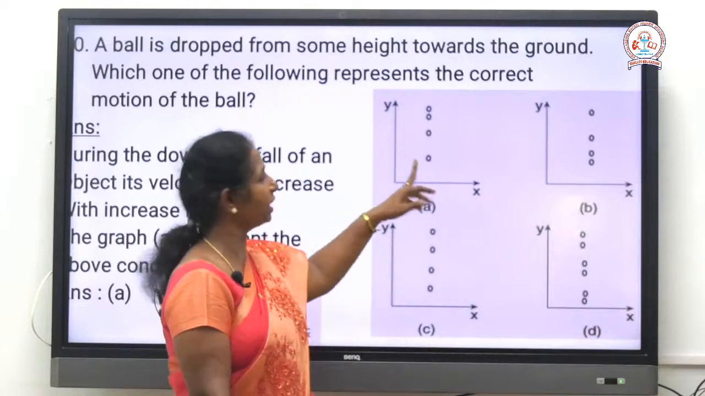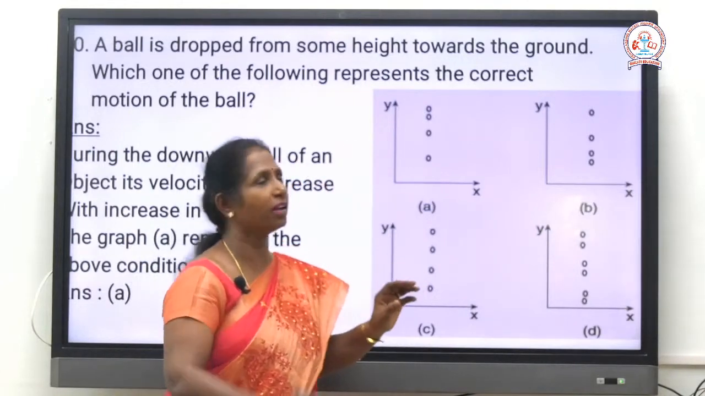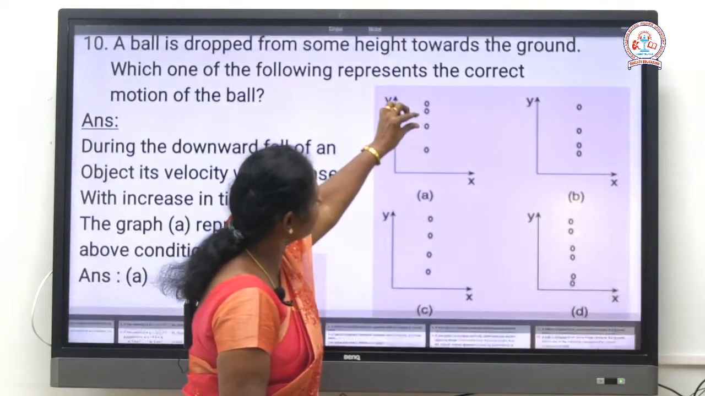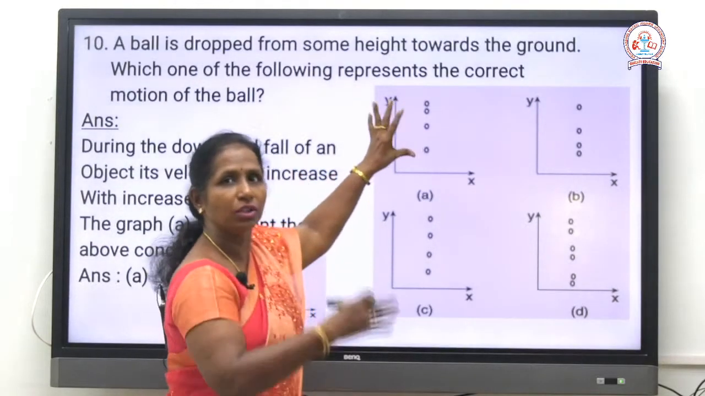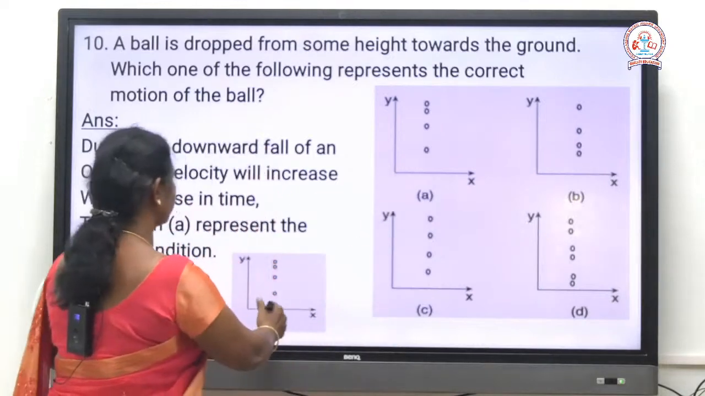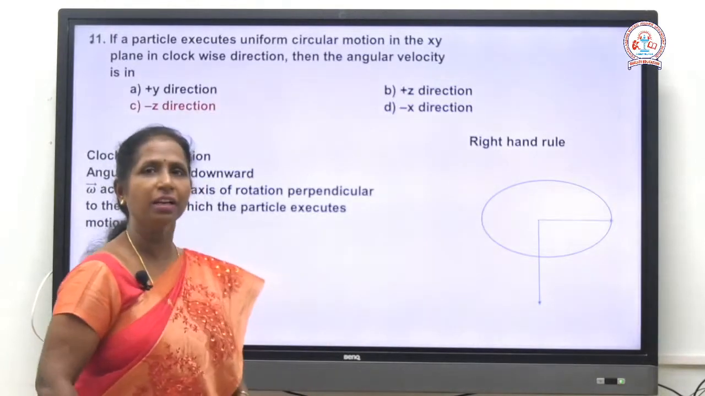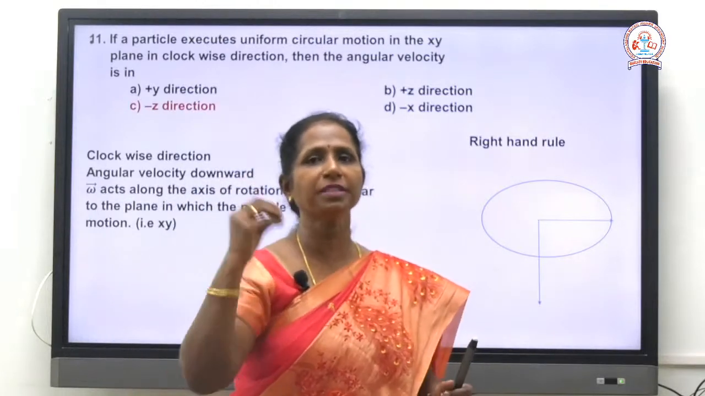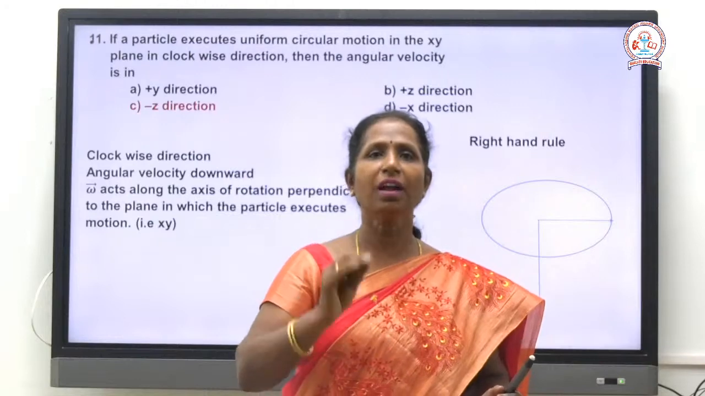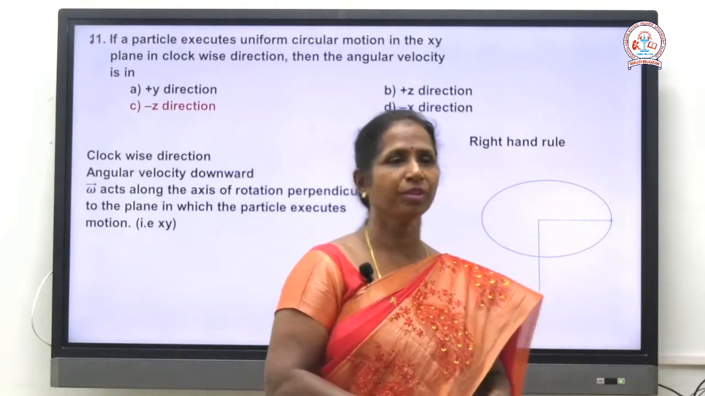Okay, so what is regular motion? The first option is the correct one because gradually, here the increment is less, here the increment is a little bit more, again it is more. So there is a gradual increment in velocity. So option A is the correct answer. Is that clear? So when a ball is dropped from a certain height, what happens? Velocity increases gradually. Is that clear?